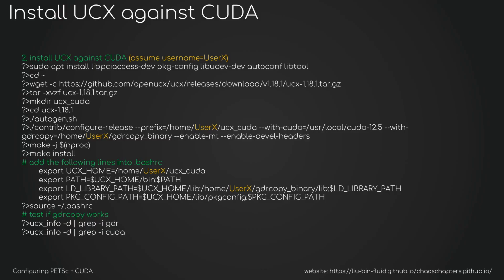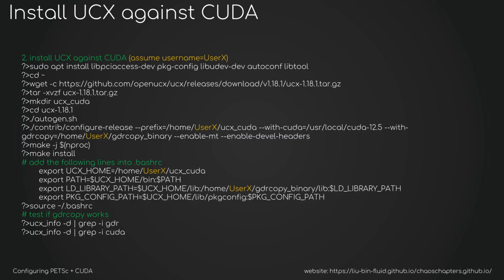Besides the GDRCopy package, which we use for ultra-low latency GPU-CPU memory copy, the UCX package, a high-performance communication framework for MPI, is also very important to CUDA and PETSc. Before installing the UCX package with GDRCopy enabled, you should use the Ubuntu repository to install some package libraries. For example, libnuma, pkg-config, libudev, libtool, and so on. After that, we enter the user's home directory, create a folder called UCX_CUDA to store the binary files, download the latest UCX package, and extract it.